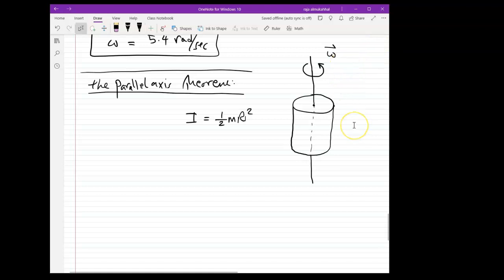All right. Now here is a question. What if I want to have the cylinder rotate not about a central axis, but rather off the axis, say somewhere here or somewhere here, like this?